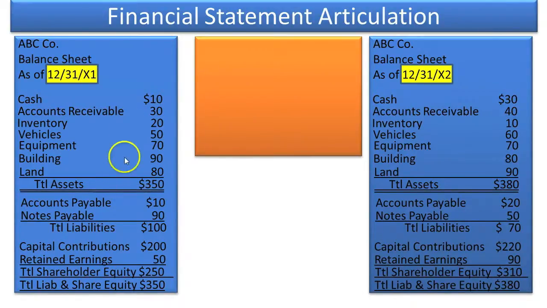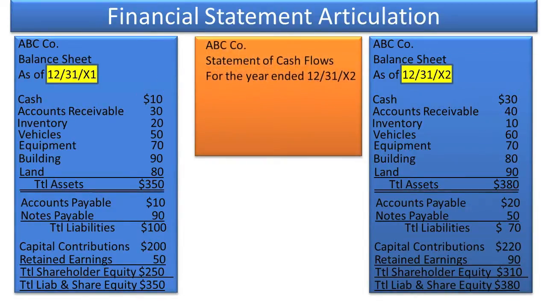So the statement that helps us explain how cash changed from $10 to $30 is the statement of cash flows. As you can see, we named it after the company, statement of cash flows, but it's for the year ended. Why? Because it's explaining how it goes from this year to this year. This is not a photograph, it's more like a motion picture of these things happened during the past year.